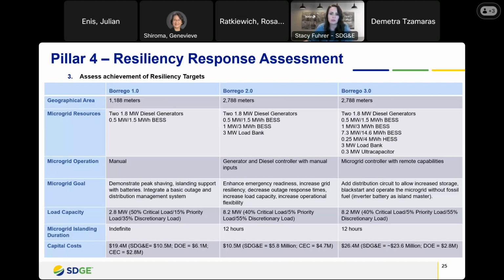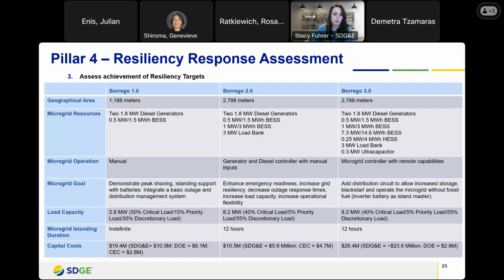And then in Borrego 3.0, we will add the 7.3 megawatt hour battery, the 1/4 megawatt hour hydrogen energy storage system, and we also added the ultra capacitor. Now, for SDG&E, one of the main differences between Borrego 1, 2, and 3.0 actually comes in microgrid operation.